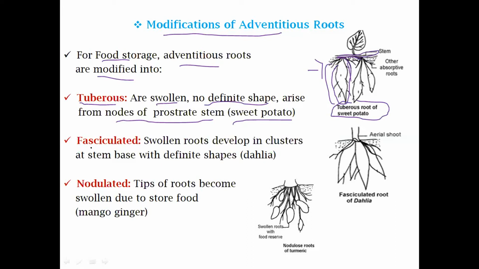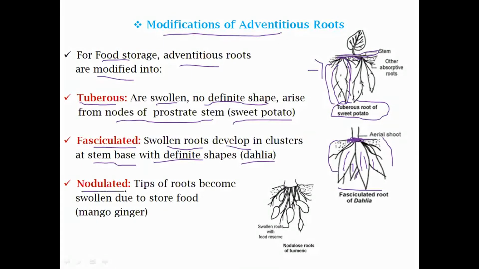Next one is fasciculated roots. These roots are swollen and develop in clusters at the stem base with definite shapes. It is found in dahlia. You can see this is the stem base, and they arise from this stem base in clusters, meaning there are many of them: 1, 2, 3, 4, 5, and so on. So they develop in clusters from the stem base, and they have a definite shape. It is found in dahlia.